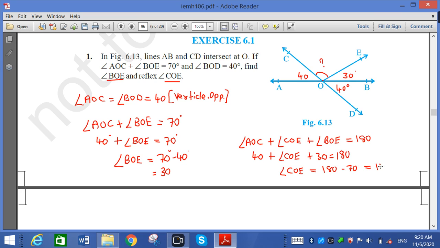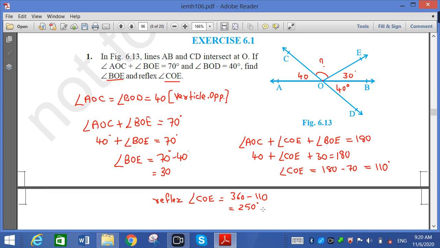That is 110. So COE is equal to 110. Now we have to get the reflex of COE. The reflex of COE is greater than 180 and less than 360, so we subtract 360 minus 110. That is 250. So 250 is the reflex of COE, greater than 180 and smaller than 360.